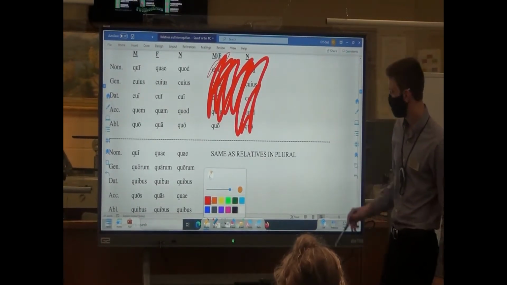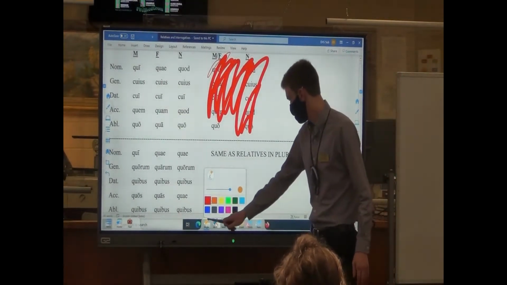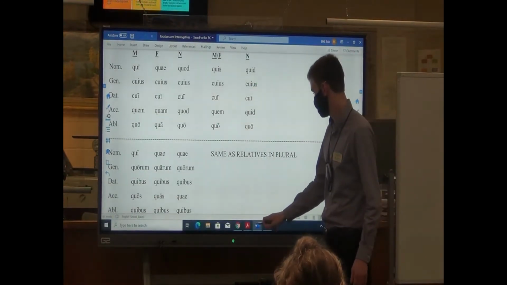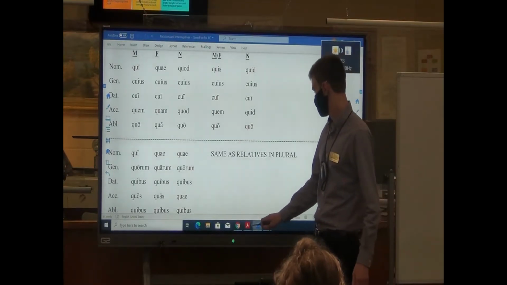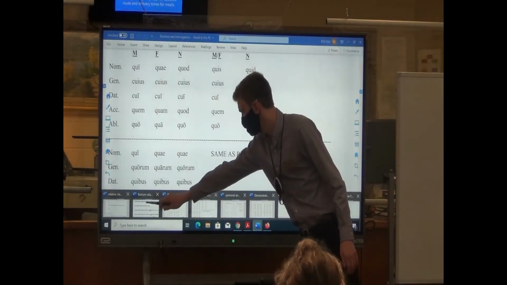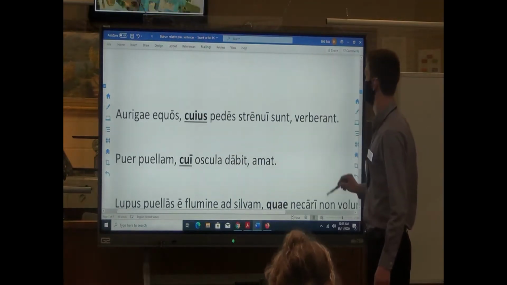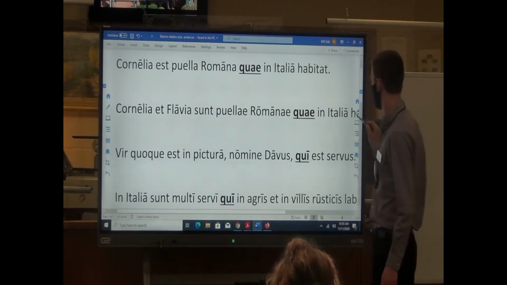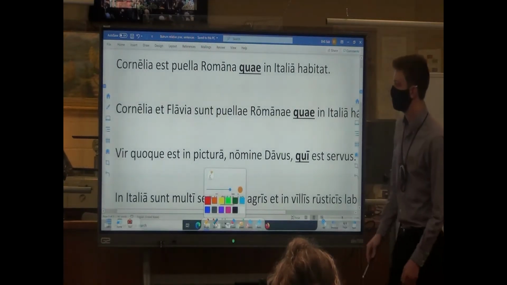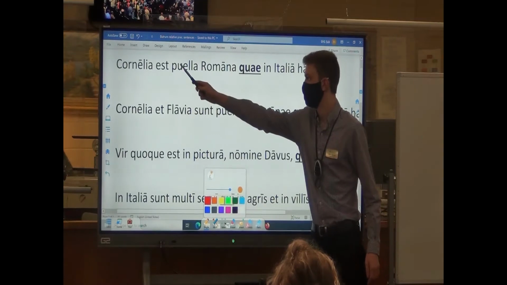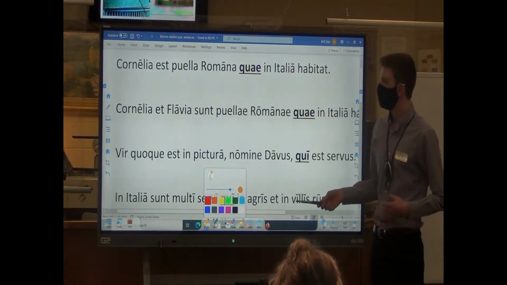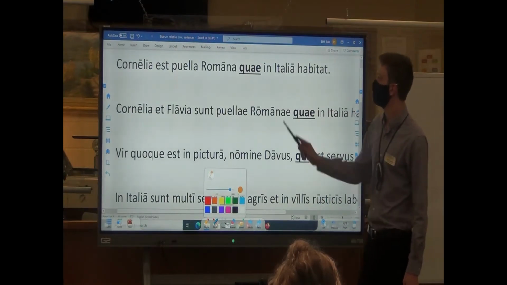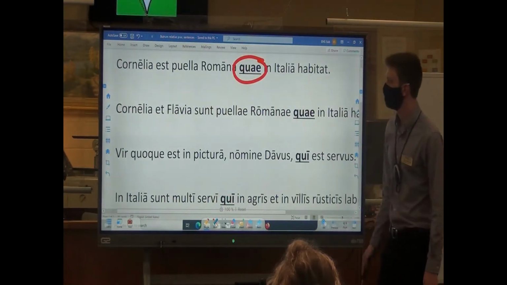And so, let's just go ahead. We've seen these many times before, one of them being right here. This is one of the first sentences we learned in Latin with Familia Romani. And what does it say? Cornelia, she's a Roman girl who lives in Italy. Qui is a relative pronoun.